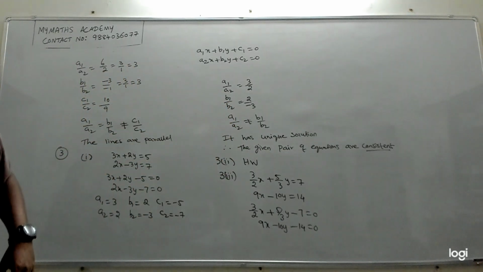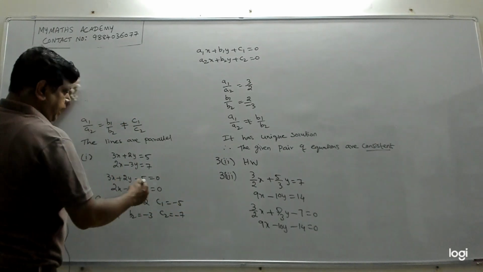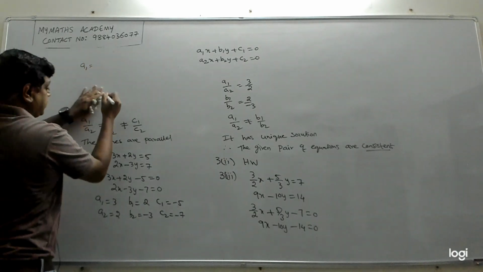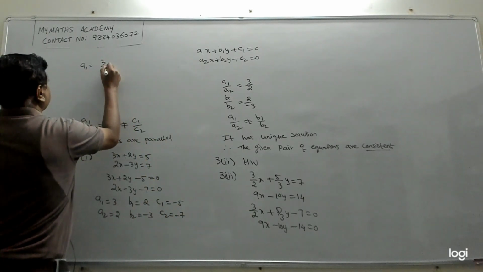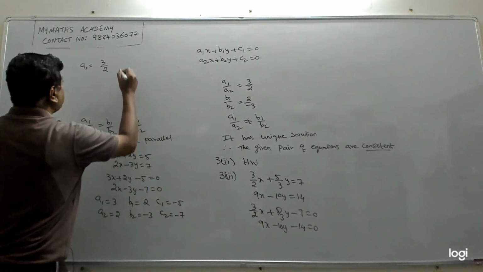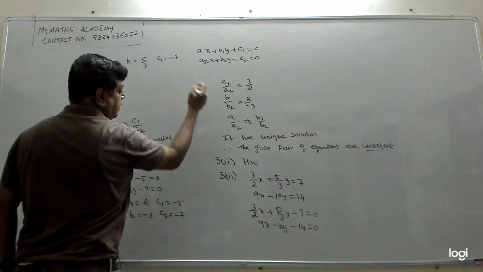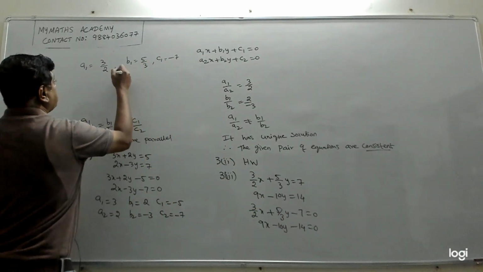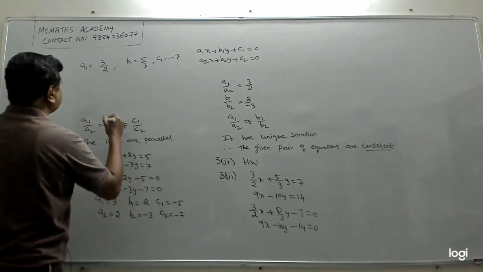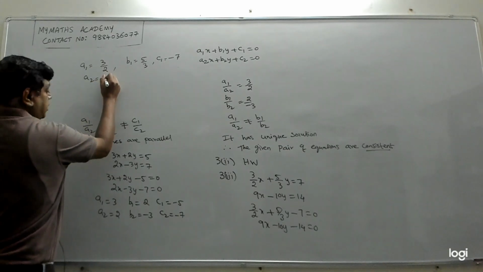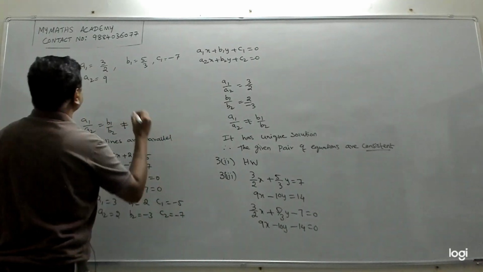So what is our a1? a1 is the coefficient of x in the first equation, which is 3 by 2. Now what is b1? b1 is 5 by 3. What is c1? c1 is minus 7. Be careful, you have to always write the coefficients along with the sign. a2 is 9, the coefficient of x in the second equation. b2 is minus 10.